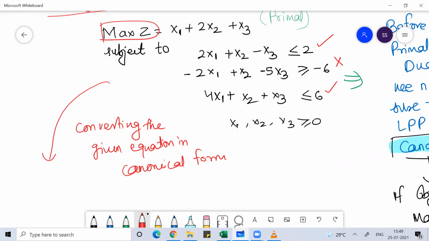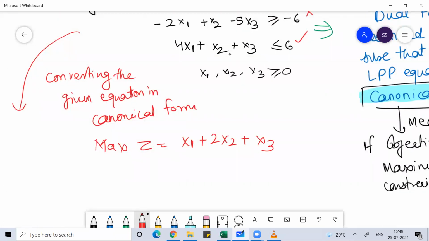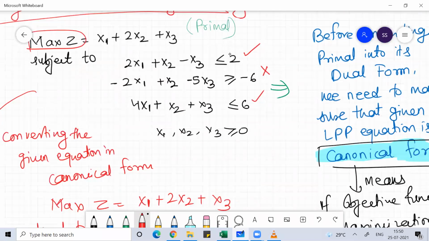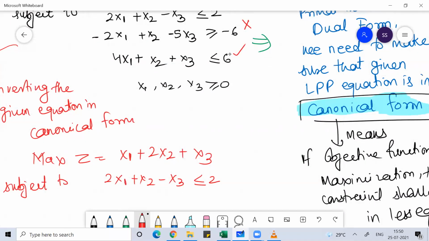If I write the given equation in canonical form, I'll write maximize z equals x1 plus 2x2 plus x3, subject to constraints like 2x1 plus x2 minus x3 is less than or equal to 2. Then you have to convert the greater than or equal to inequality into less than or equal to inequality, so multiply by -1. I think you all can understand this.